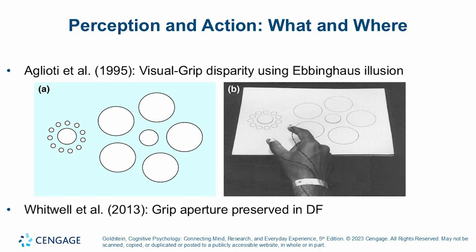And in fact, when this illusion was tested by showing it to that same patient, DF, who was experiencing worse processing in her what pathway due to her brain trauma, she behaved in this task just like all the healthy people that this was shown to. So once again, her where pathway, her action pathway, was completely unaffected by her trauma because it goes through the parietal lobe and not the temporal lobe.